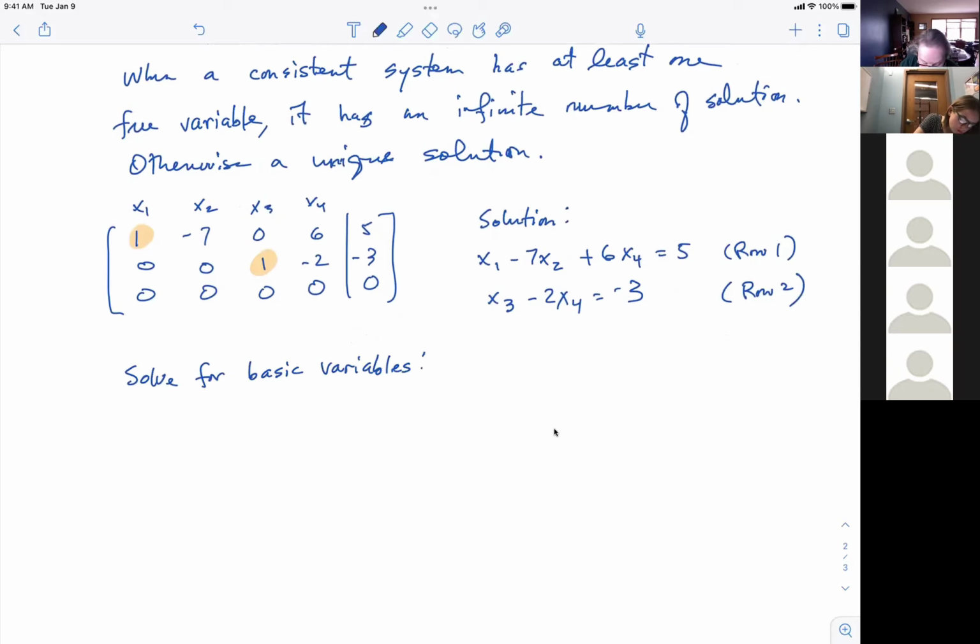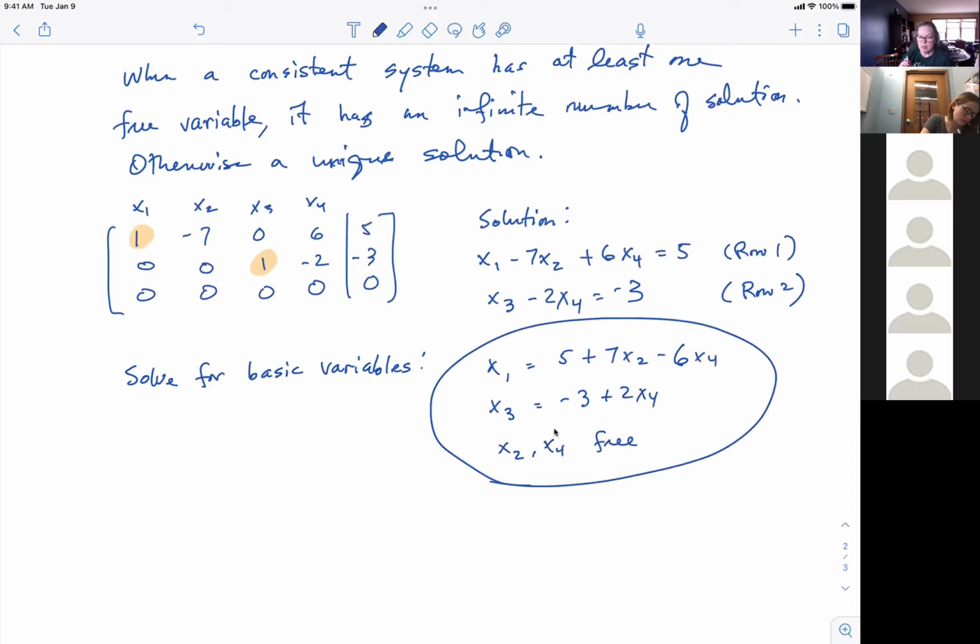So x1 is one of my basic variables. x1 is equal to 5 plus 7x2 minus 6x4, and x3 is equal to -3 plus 2x4. And then we add that x2 and x4 are free. That's the general form of the solution. So basically the idea is that x2 and x4 are free variables. You give me values for those, and then I'll tell you what x1 and x3 have to be.